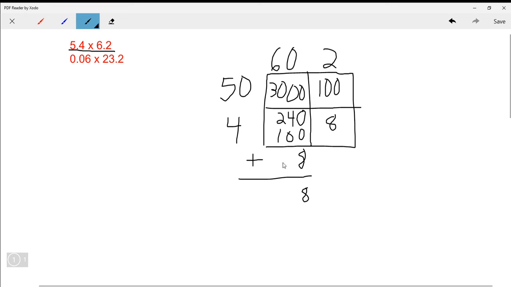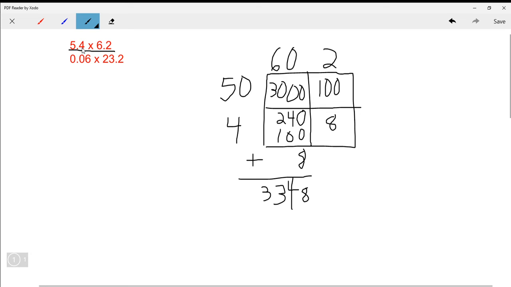The biggest thing is when you're adding up all of these numbers, especially if there's a whole bunch of them, you need to make sure you line them up properly, or else you will get them wrong. 8, 4. 2 plus 1 plus 0 is 3, and then 3, because there's no other numbers in this column. So the answer is 3,348.